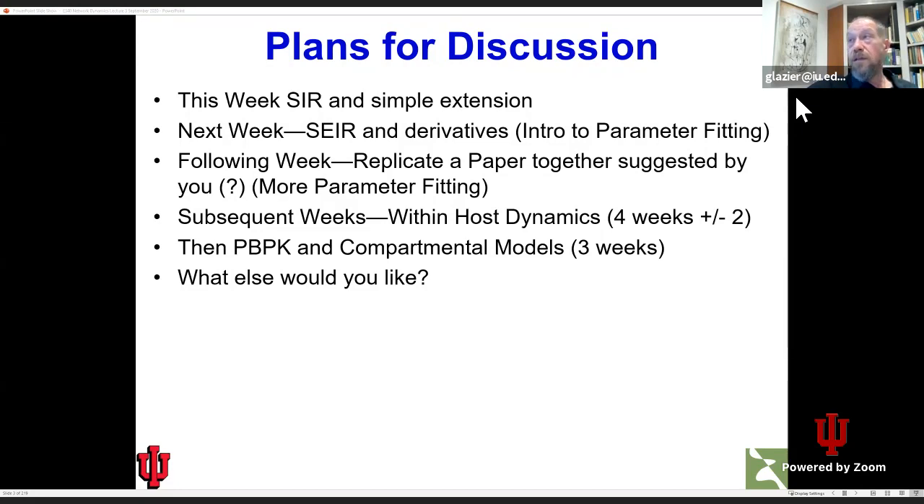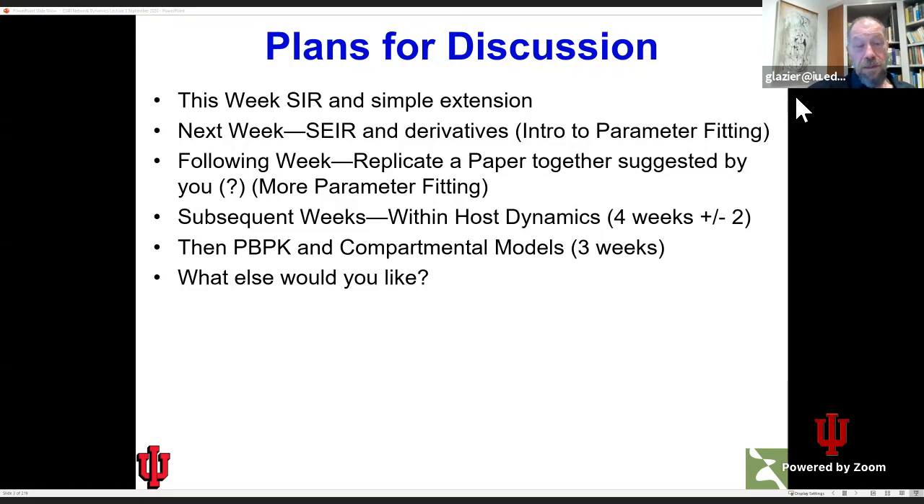But at least to begin with, I think it's pretty important that we do these exercises together, make sure everybody's on the same page. I don't know exactly how far we'll get today, but I'll do my best. So that's the plan for this week. And that one's not really very much up for discussion because it's already written. For next week, I was going to do what are called SEIR models. That's what Josh and I were chit-chatting about before class started.